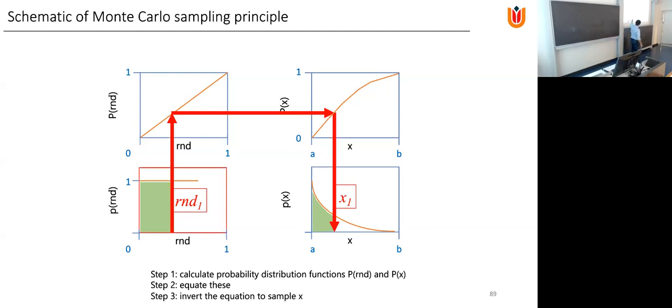So I select a random number using the computer. I'm going to project that onto the cumulative distribution function of the random numbers. I'm going to equate that to the cumulative distribution function of the variable that I'm interested in, and then I'm going to read on the horizontal axis to which value of x that corresponds.